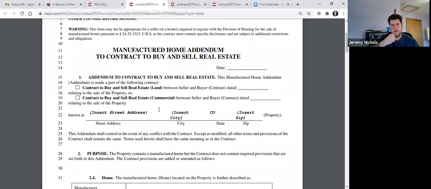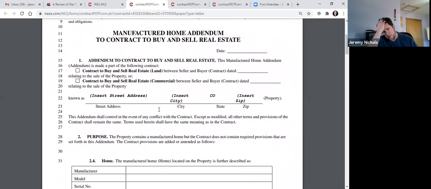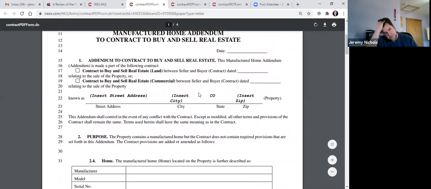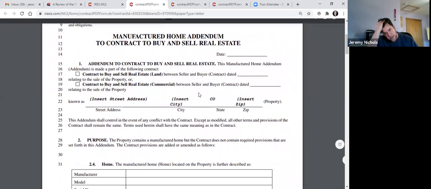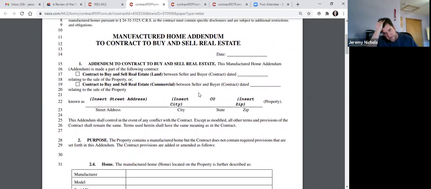A little outside the box, Jesse, but just spitballing here. What about these storage container homes? Does that fall kind of in this? Because you do land and a personal property, or land and then this agreement?